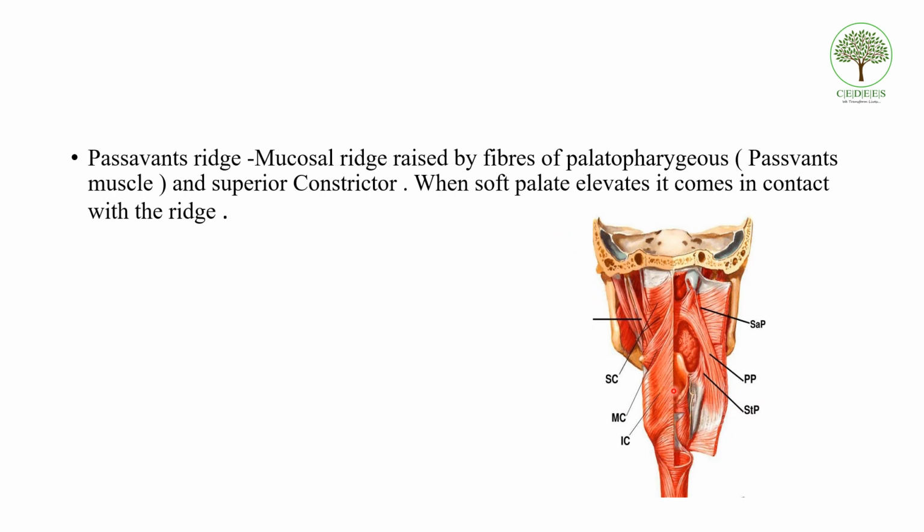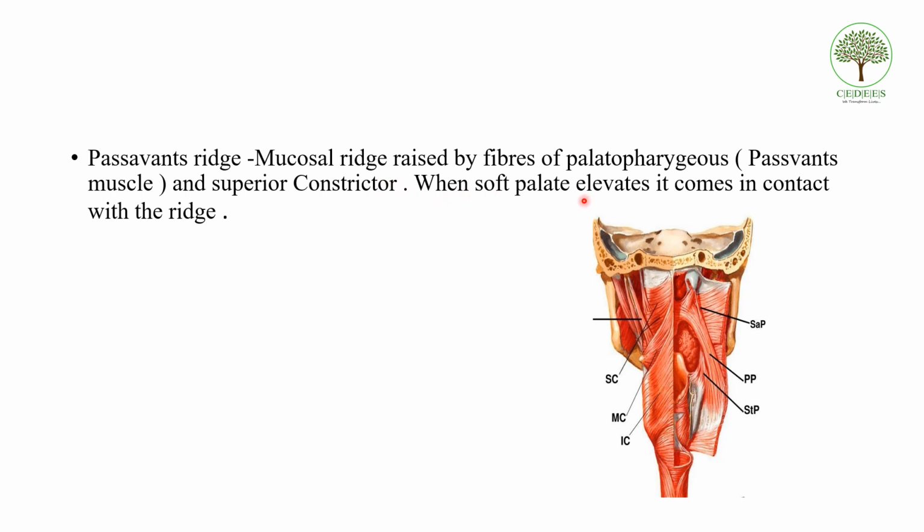Okay, so what is Passavant's ridge? This is the mucosal ridge, which is present in the posterior part of the nasopharynx. The upper fibers of the palatopharyngeus run circularly deep to the mucosa to form a sphincter, which is internal to the superior constrictor. So when it contracts, it forms a ridge along with the superior constrictor.